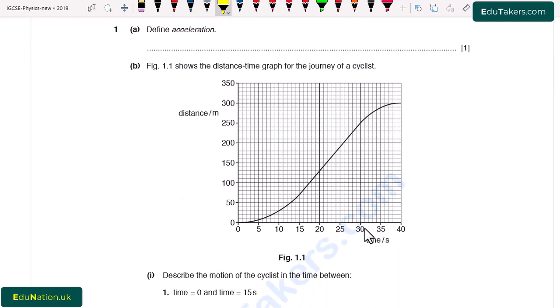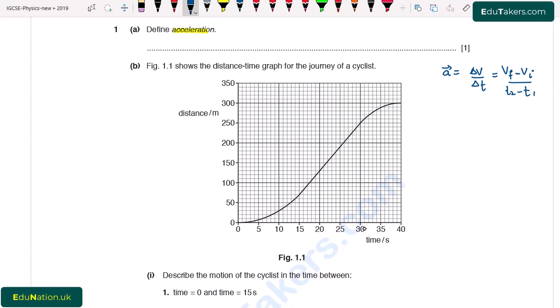Question number 1, define acceleration. So here we have to define the acceleration. Acceleration is defined as the gradient of the velocity-time graph, or it may be defined as the rate of change of velocity of a body with respect to time. So it will be equal to delta V divided by delta T, that is Vf, the final velocity, minus Vi, the initial velocity, over T2 minus T1.